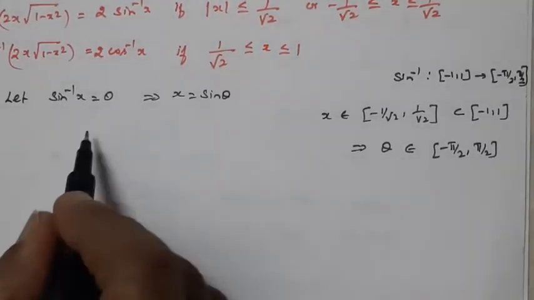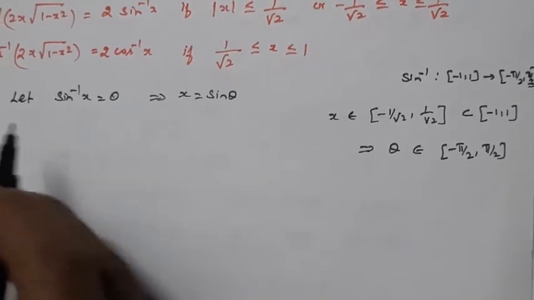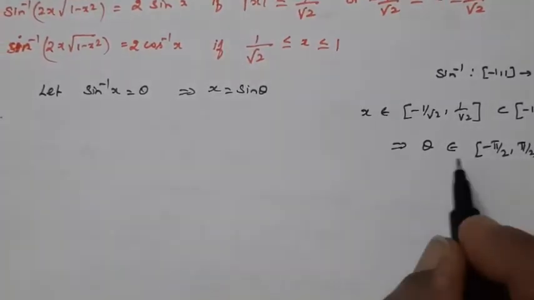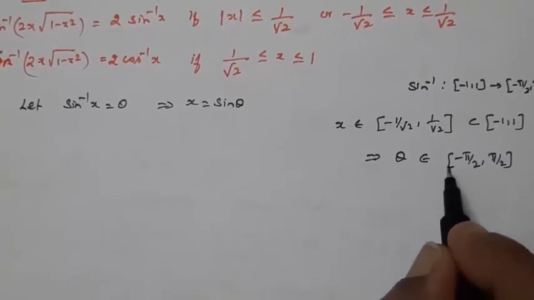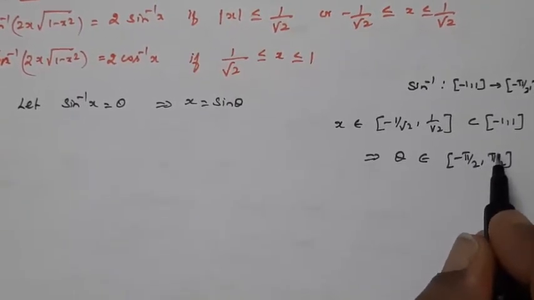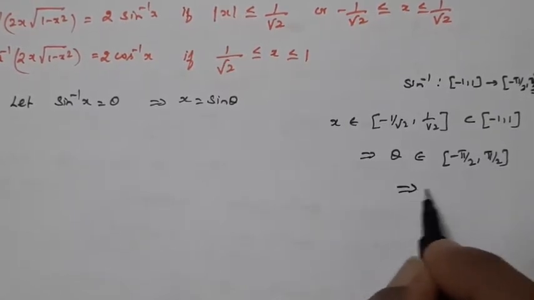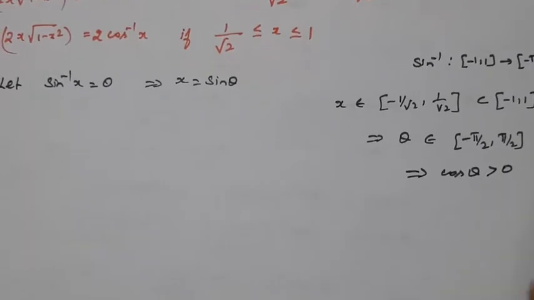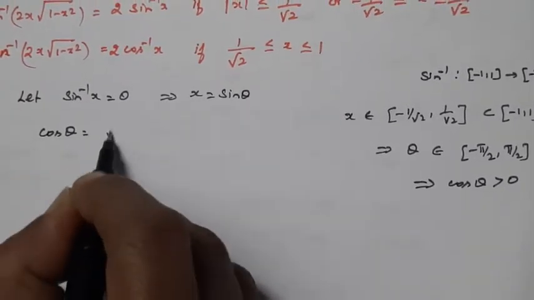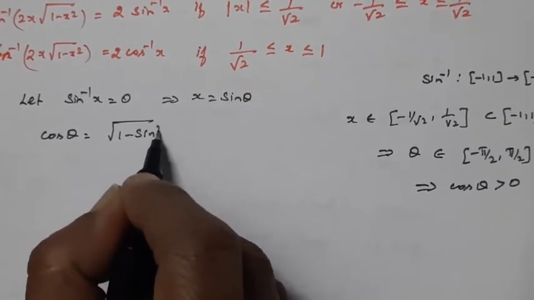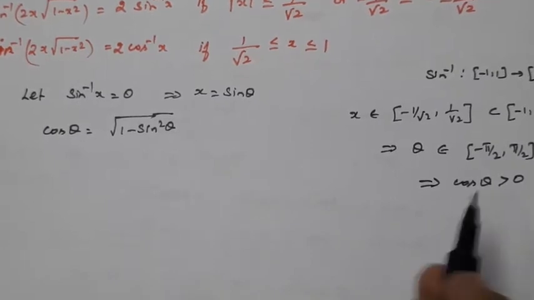So, x is equal to sin theta by definition of inverse. Now, as theta belongs to the closed interval minus pi by 2 to pi by 2, theta belongs to the first quadrant and fourth quadrant. In the first and fourth quadrant, cos is positive. So, this implies that cos theta is greater than 0. As cos theta is positive, we can write cos theta is equal to root of 1 minus sin squared theta.